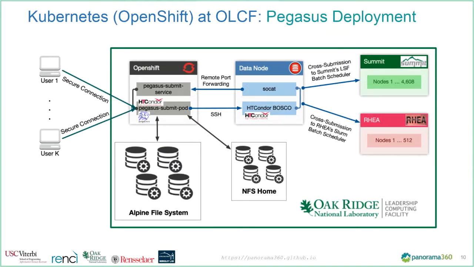the submission through to Summit and Rhea, and also in order to have a consistent state between jobs, and also if something happens to the pod, we're using the Alpine file system and the NFS home in order to save our files and run our workflows from there. So basically, all the files for a workflow are getting generated on the Alpine file system, and all the executables for a workflow can either be saved on the NFS home or the Alpine file system.